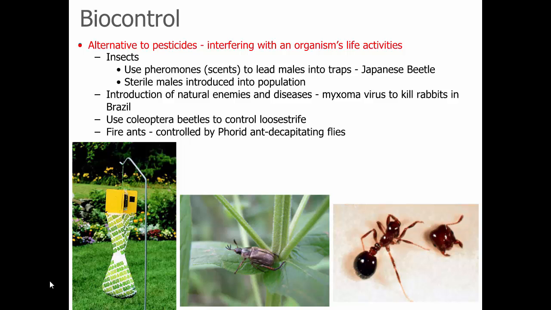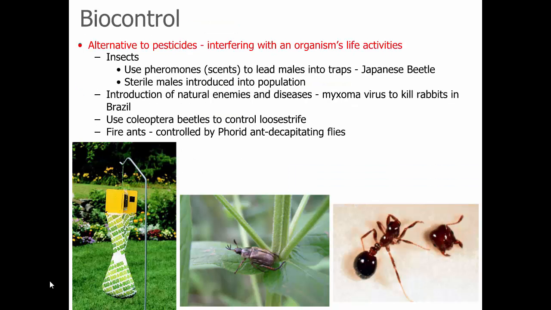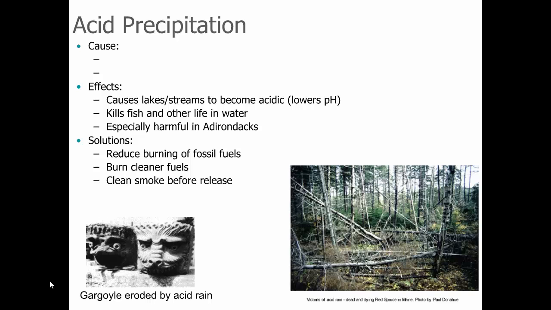Fire ants, okay, which have been making their way up from Central America to North America. They can be controlled by special phorid flies, which attack these ants and decapitate them, killing them. So there's lots of ways we have of controlling some of those species, other than using pesticides.